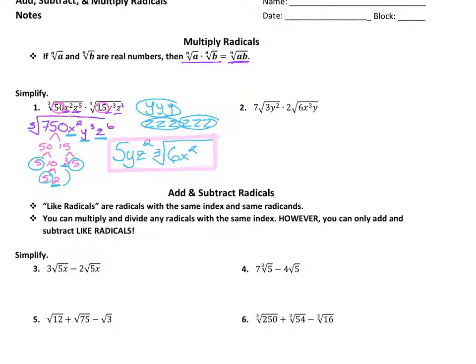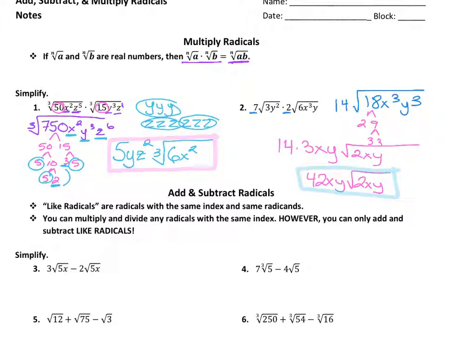Now I'd like you to try 2. 2 is really similar. We're going to multiply together and then reduce. Remember, when you're multiplying, you're also going to multiply these outside numbers. So I'm going to start off having a 14 on the outside, and then whatever I have on the inside, and then reduce. Pause the video now, give it a try, play it when you're done.